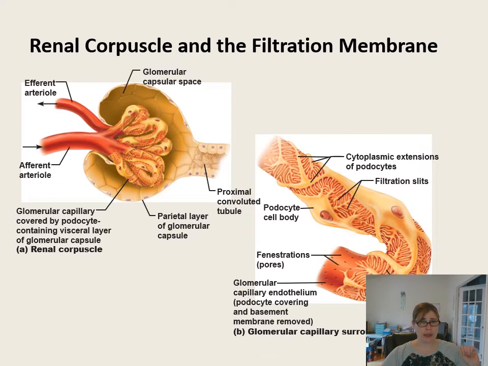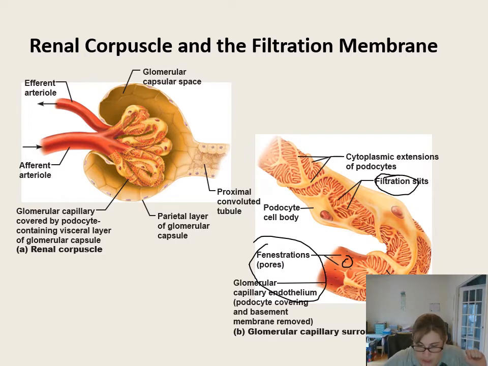This is what I had shown you before. This picture is on page 985. This little candy cane looking thing is also on 985. But what you can see here, hopefully, is these fenestrations, these little pores. And then we also have these filtration slits right here. Together, we've got a really good filtration system going on.